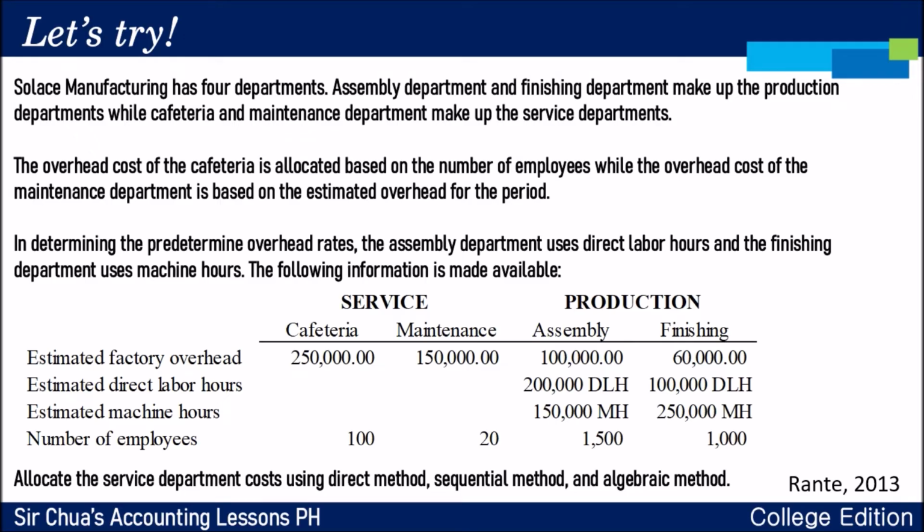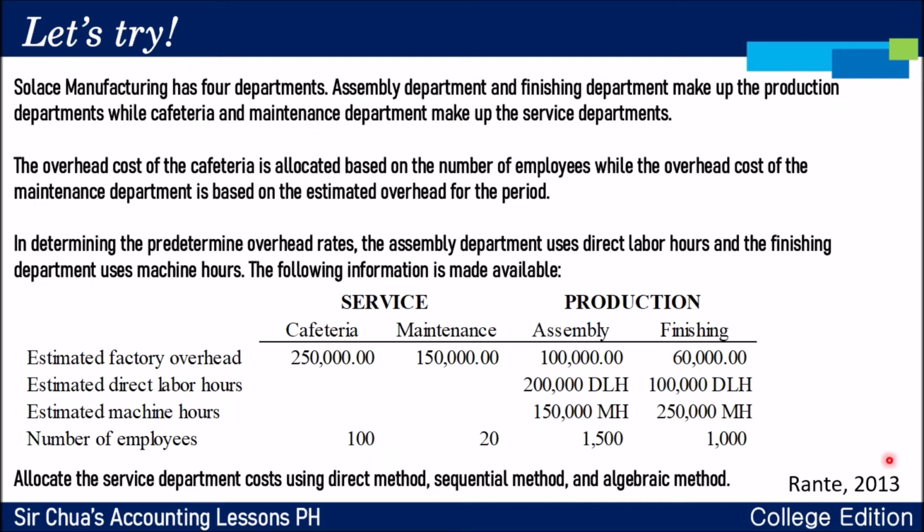Okay. Solis Manufacturing has 4 departments: assembly department and finishing department make up the production departments, while cafeteria and maintenance department make up the service departments. The overhead cost of the cafeteria, paano daw po ina-allocate? Based on the number of employees. So, meron po ditong number of employees sa baba. Yan daw po ang allocation basis natin pagdating sa cafeteria. While the overhead cost of the maintenance department is based on the estimated overhead for the period. So, dito po daw po sa estimated factory overhead.